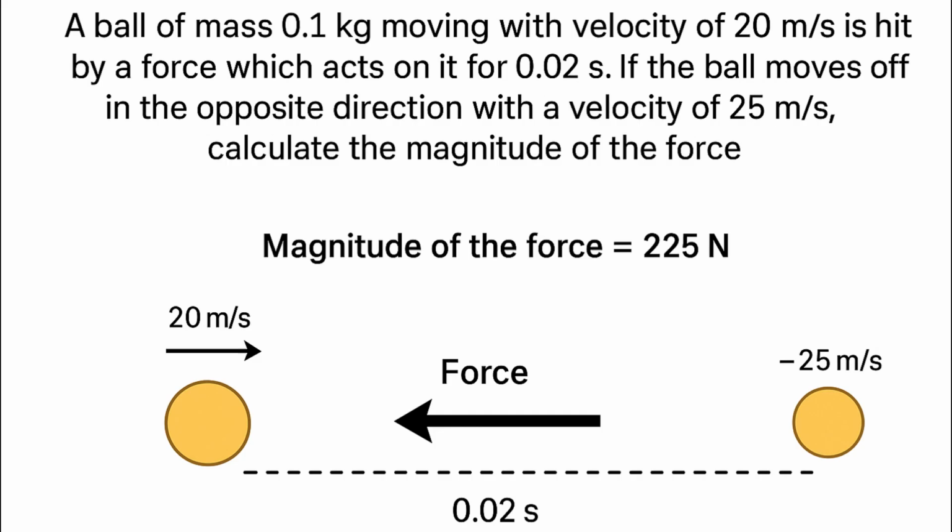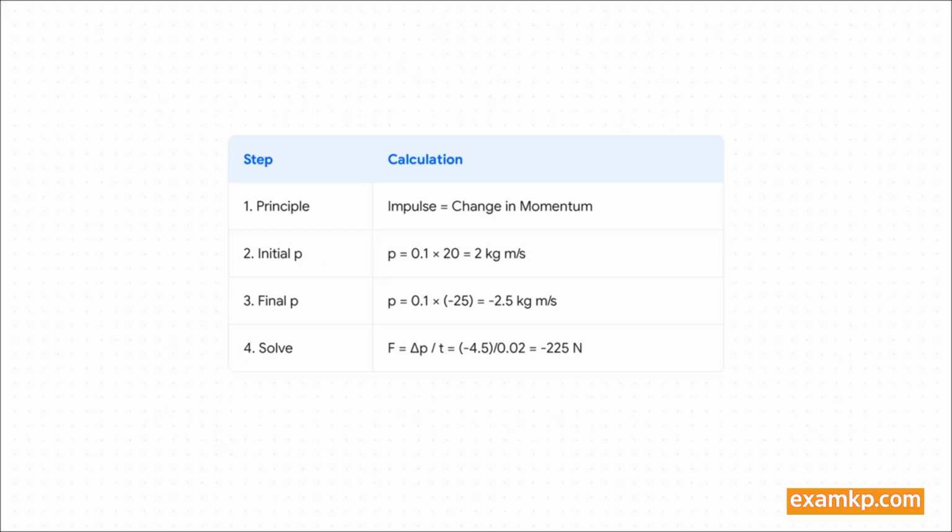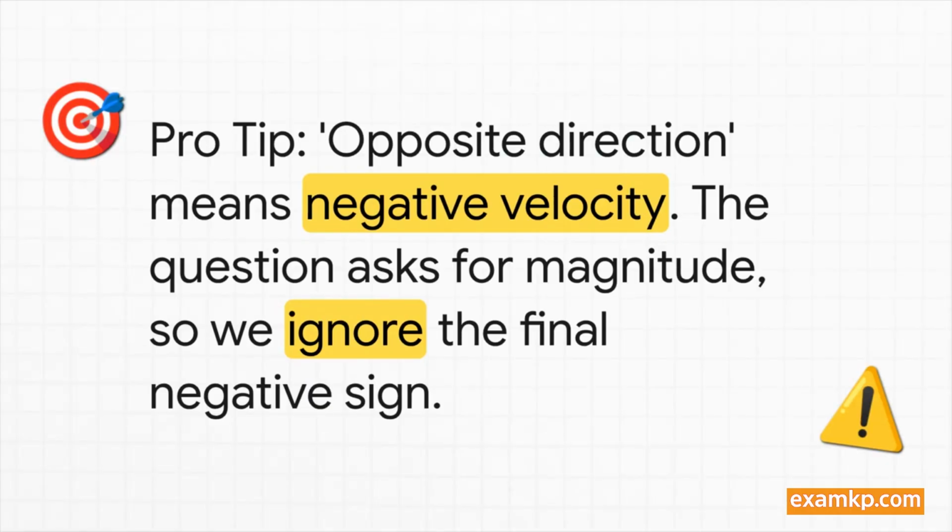The math gives us negative 225 newtons. But wait, the question asks for the magnitude of the force. Magnitude just means the size, so we can ignore the negative sign. The answer is E, 225 newtons. This problem is the ultimate test of whether you're paying attention to vectors. Forgetting that sign change is the number one mistake people make here.